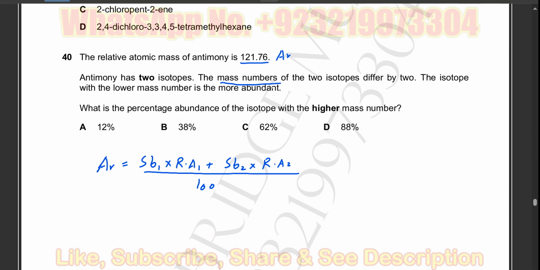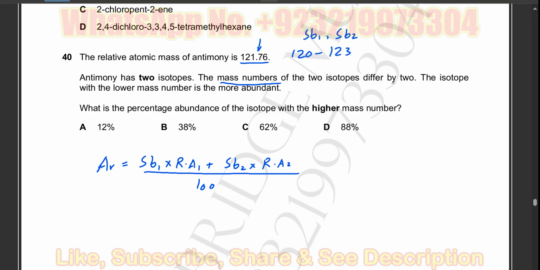In this case we need to see this value. This value means the mass must be somewhere between 120 to 123. The mass numbers of both isotopes, Sb1 and Sb2, must lie between these 120 to 123. Now how can we check it? We need to do some approximation.